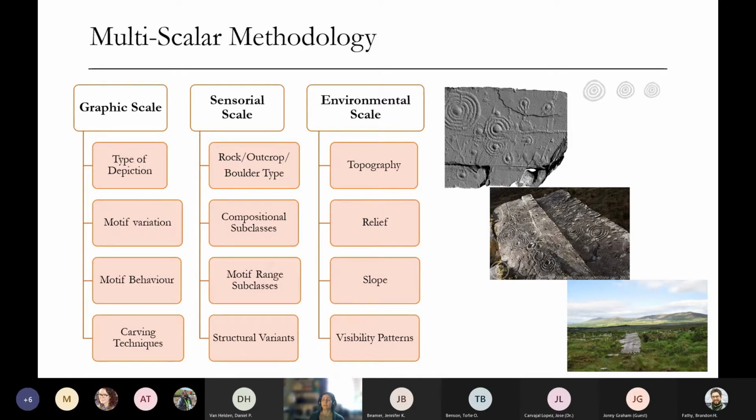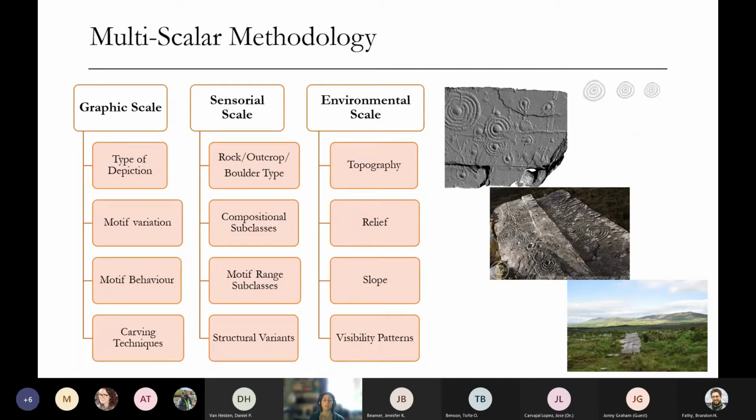So at a medium scale of analysis, the sensory scale, I was focusing on the rock medium, so the type of rock that was chosen and was selected to carve, and the way that the motifs were interacting with it. So not only the rock type and its characteristics, but also the use of natural elements such as fissures and hollows and solution holes to form the motifs, the spatial organization of the images on the rock surface, how the designs were structured, and so on.